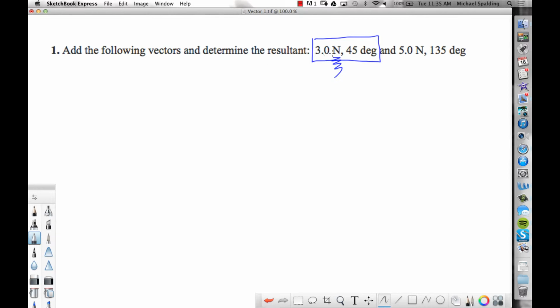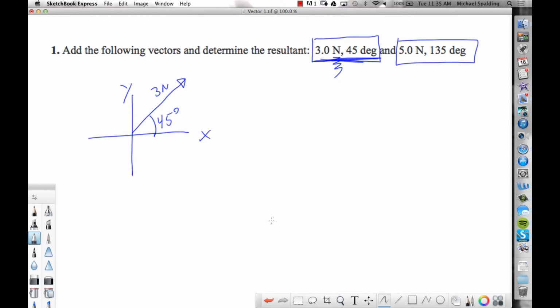Now, what's this first vector here? 3 newtons at 45 degrees. This is what it's telling you. So you've got x, y, and 45 degrees would be like this. So there's the 3 newtons, understood to be measured off the positive x, right? Now, the next one, 5 newtons at 135 degrees.